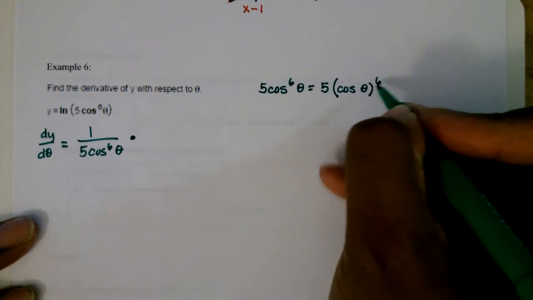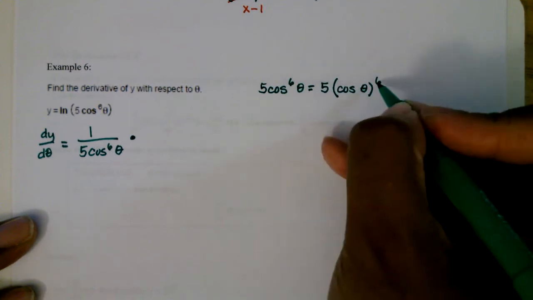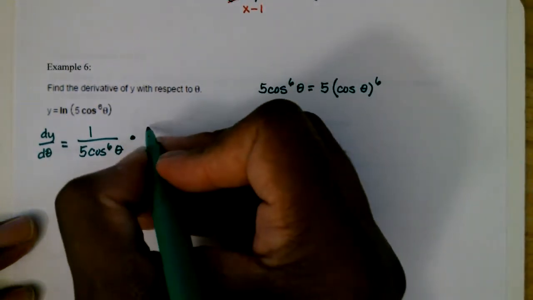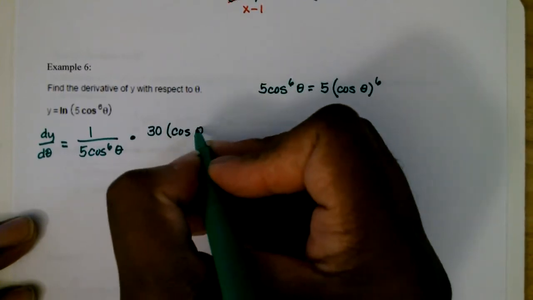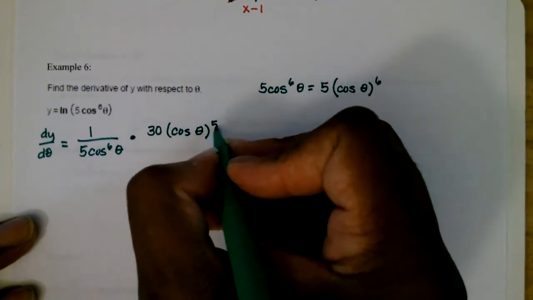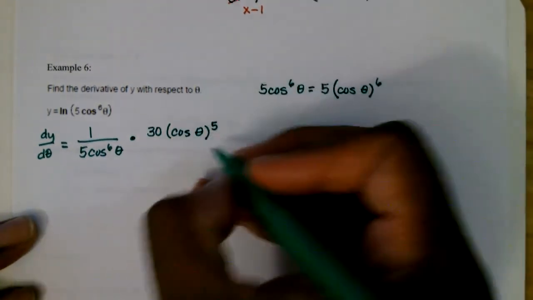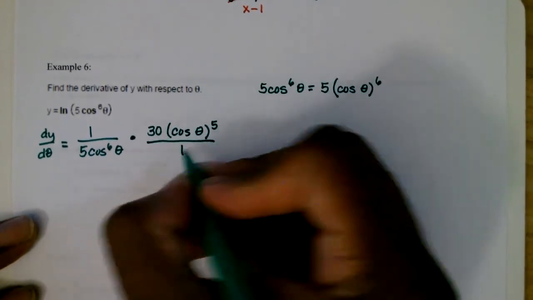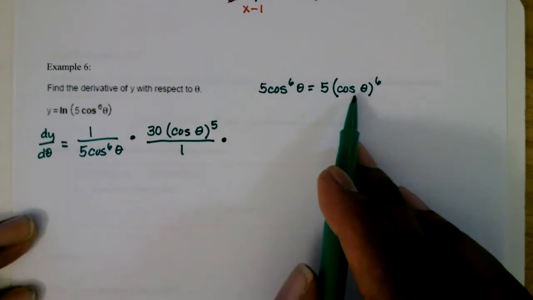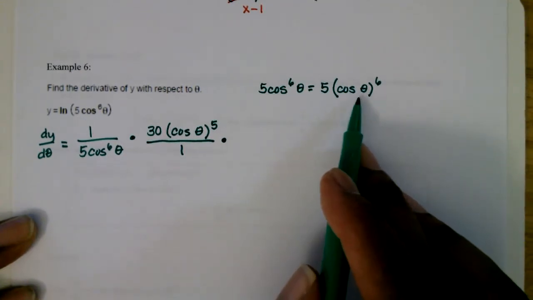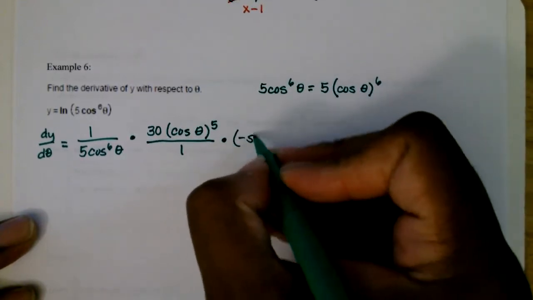Okay, here's what I'm going to do here. Notice I've written it like this, so that way you can see I'm going to bring this exponent of 6 down where the 5 is, so it'll be 6 times 5, which will be 30. And then copy over cosine theta to the 1 less power. So it'll be cosine theta raised to the 5th. And this will be over 1 times the derivative of the cosine. The derivative of the cosine of theta would be, in this case, negative sine of theta.